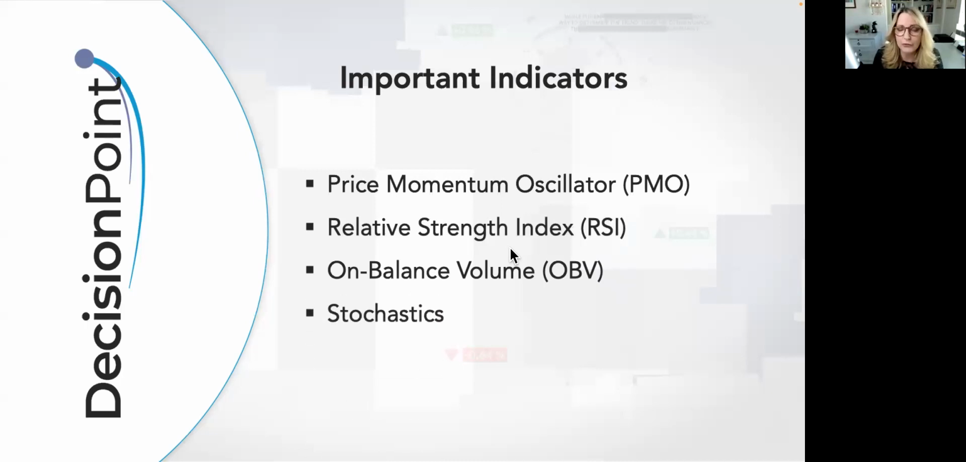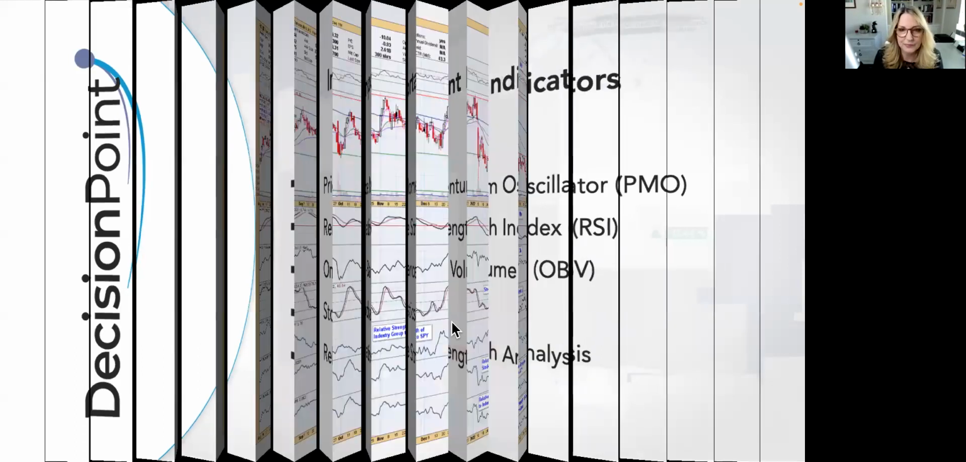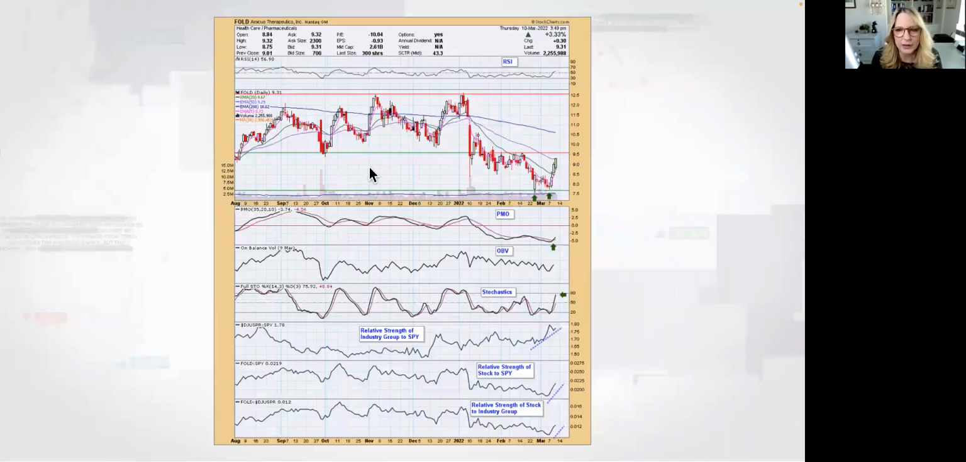I also use stochastics, but I do that on my daily charts, and then relative strength analysis. And that is on my daily charts as well. We were talking about finding industry groups and sectors with the most strength. I think having this relative strength analysis on your chart is extremely, extremely useful. So let's just take a quick look at all these indicators on my daily chart.